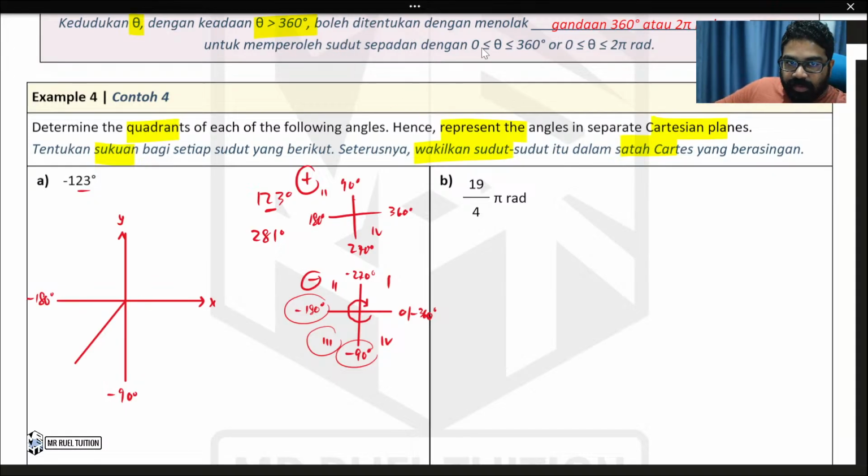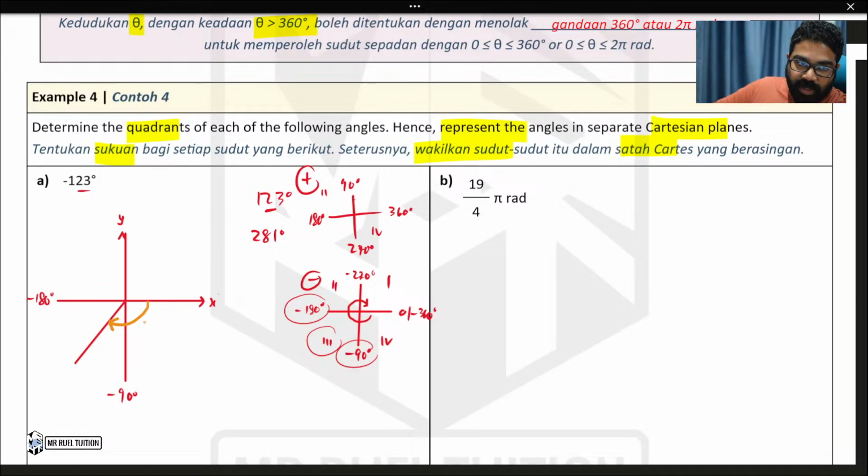So how do we represent the angle, class? Macam mana kita wakilkan sudut? You always start from where? Kita kena mula dari mana? You have to start from the positive x-axis. Paksi x positif. Kena mula di sini. So you start from here, then ikut arah jam because negative, isn't it? Clockwise. Clockwise until here. Finish.